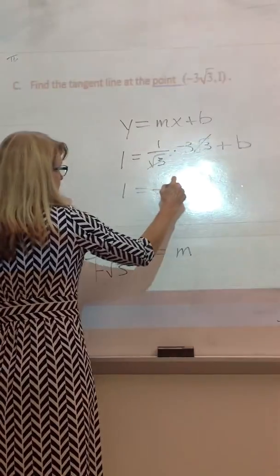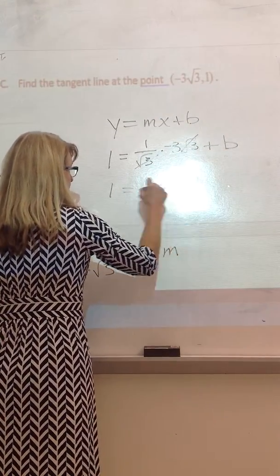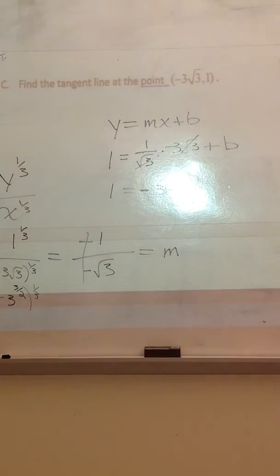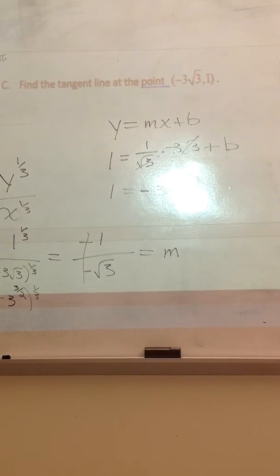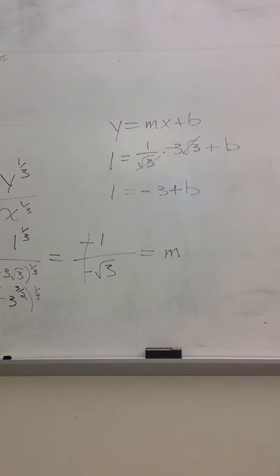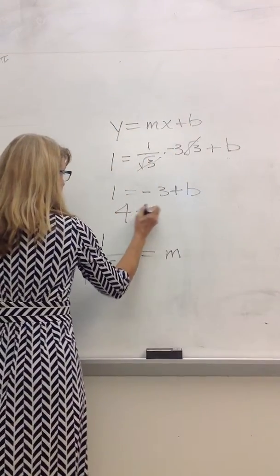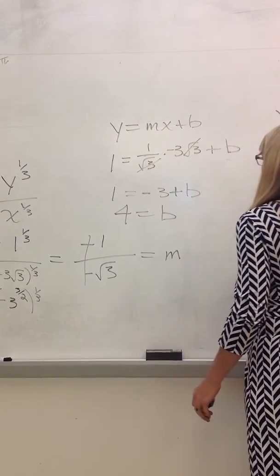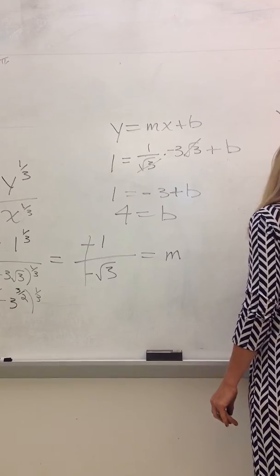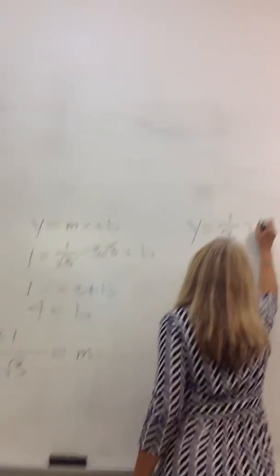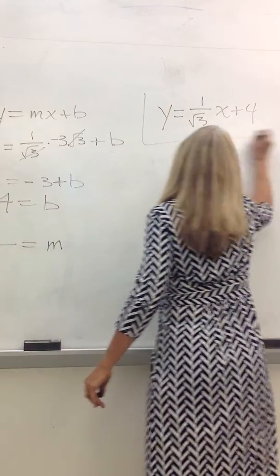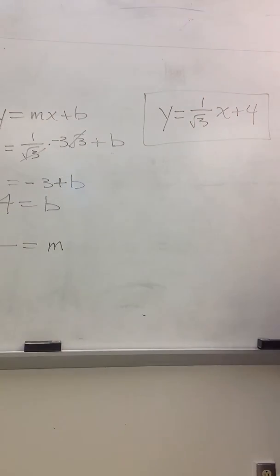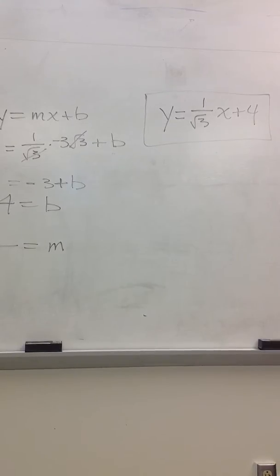So 4 is b. And so my line ends up being y equals positive 1 over the square root of 3 times x plus 4. And you can leave it like that.